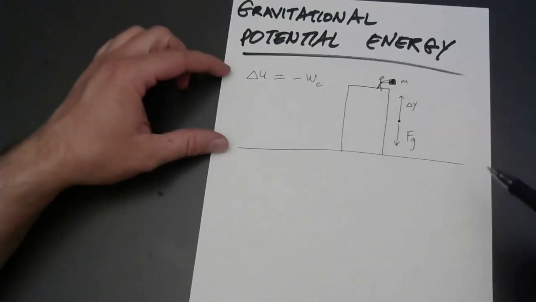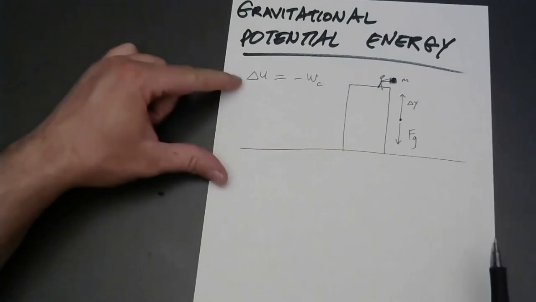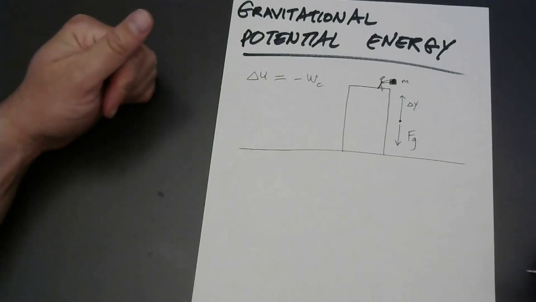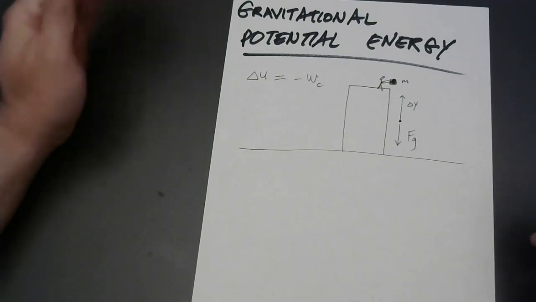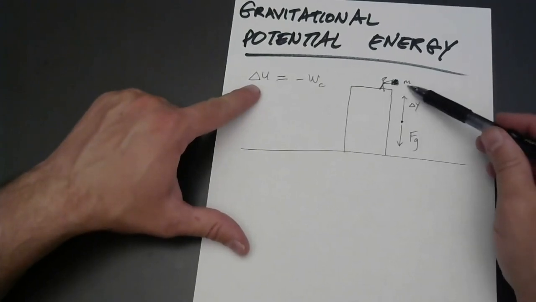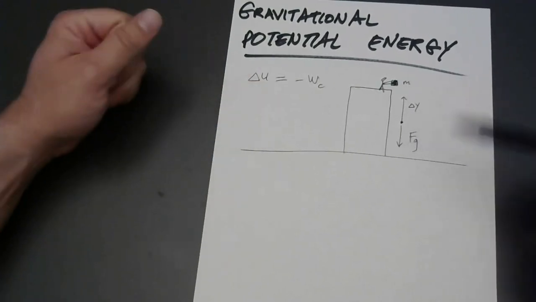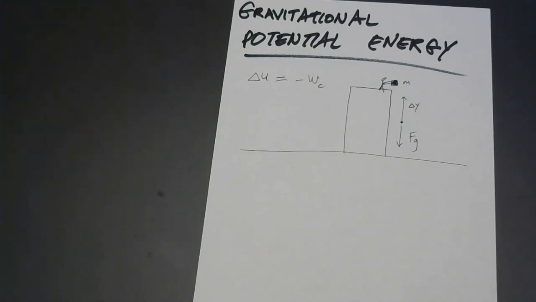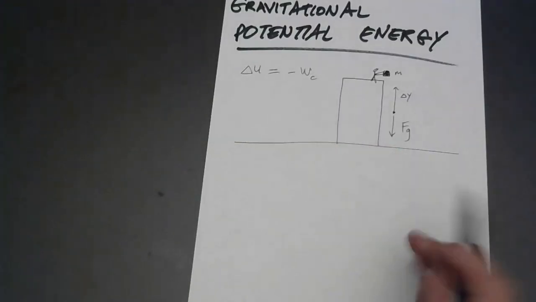So while the person was doing positive work on this mass, they had to lift it up the stairs. Gravity was doing negative work because gravity was opposite the displacement. Okay? So the change in potential energy was positive. This mass gained potential energy, and yet the work done by gravity was negative. So it seems reasonable that if gravity did, let's say, negative 100 joules of work, well, then the mass's potential energy just increased by 100 joules. That's where this relation comes from.